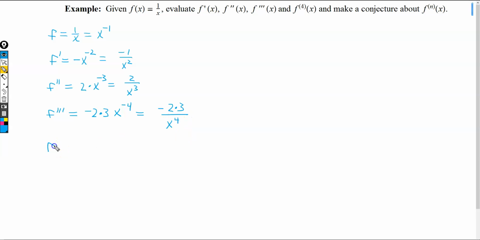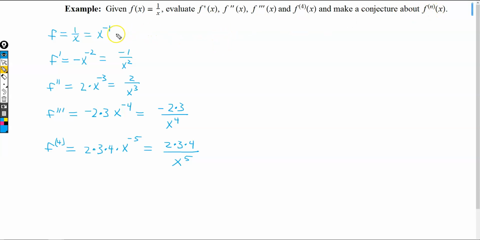Then the fourth derivative, now we're going to drop the negative 4 down, so it'll be 2 times 3 times negative 4, and this negative will cancel with this negative. And then that'll be times x to the negative fifth. And we'll write that as 2 times 3 times 4 over x to the fifth. Now, of course, we could write this as 24 over x to the fifth, but we just want to leave it like this so we can recognize what the nth derivative of f is going to be.